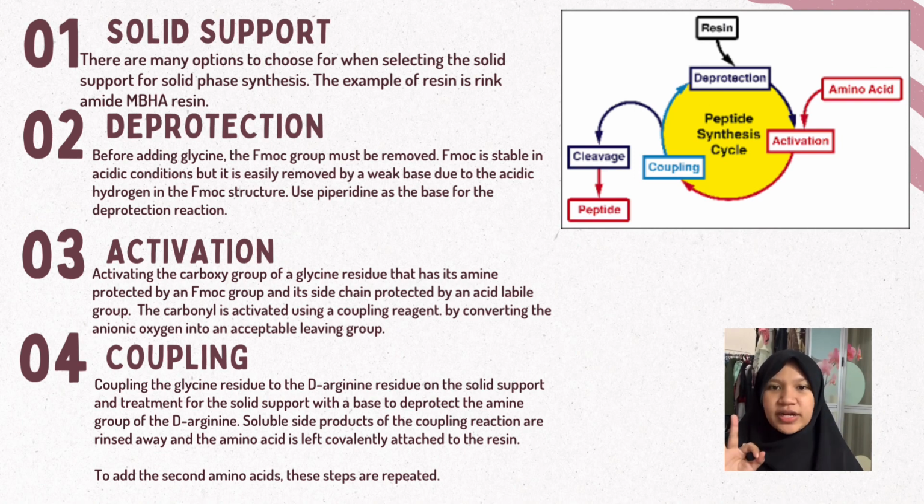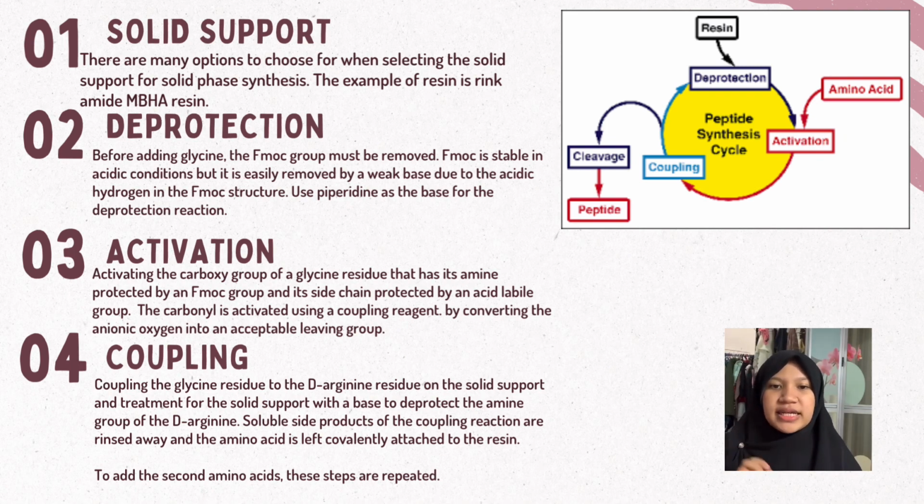So the third one is activation of the amino acid. We activate the carboxyl group of a glycine residue that has its amine protected by an Fmoc group and its side chain protected by an acid labile group. So the carbonyl is activated using a coupling reagent by converting the anionic oxygen into an acceptable leaving group. So this is the way of activation.